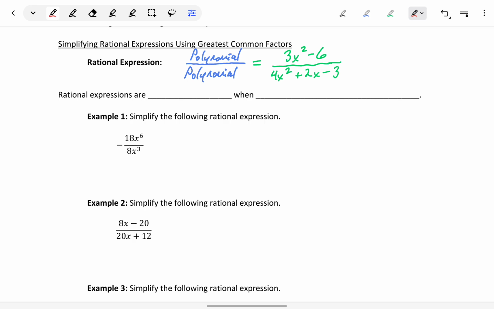And it's important to note that rational expressions are undefined whenever the denominator is equal to 0. So with this expression that we just wrote above, we would have to be aware or indicate somewhere that this rational expression is undefined whenever that denominator is equal to 0, because we can't divide by 0.